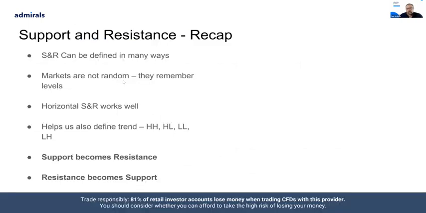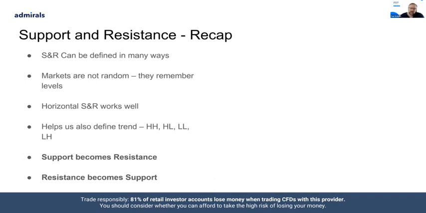So just a quick recap of support and resistance before we switch across to the charts. Support and resistance can be defined in many ways: trend lines, moving averages, horizontal support and resistance, big round numbers. But what is important is to realize markets are not random. They remember levels. They do remember levels.